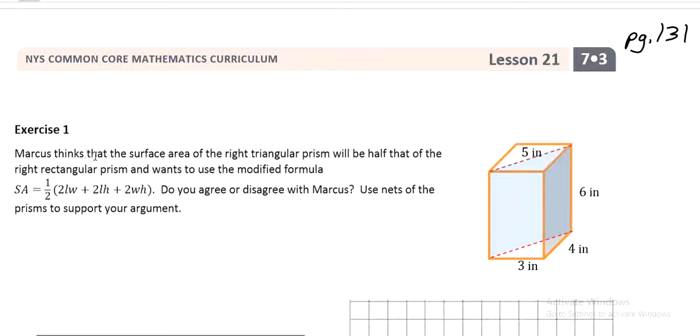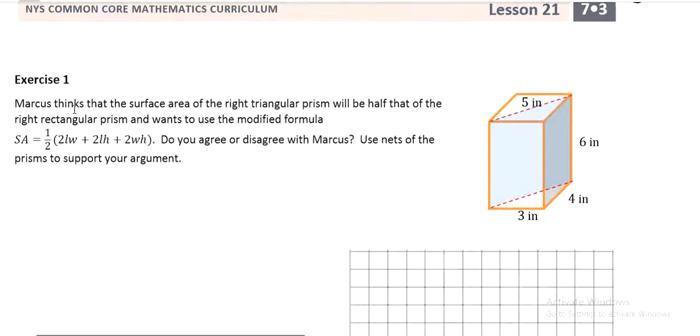This video is on exercise 1 from lesson 21 in the grade 7 module 3 book, found on page 131. In this exercise we have Marcus. Marcus thinks that the surface area of the right triangular prism will be half of that of the right rectangular prism and wants to use the modified formula SA, which stands for surface area, equals 1/2 times 2LW plus 2LH plus 2WH. Do you agree or disagree with Marcus?